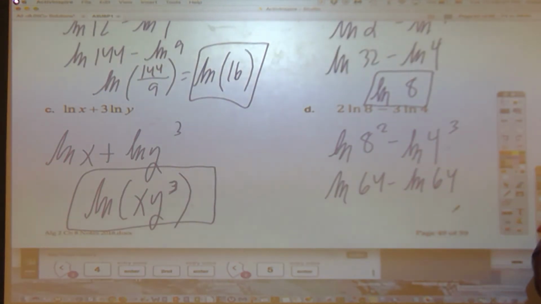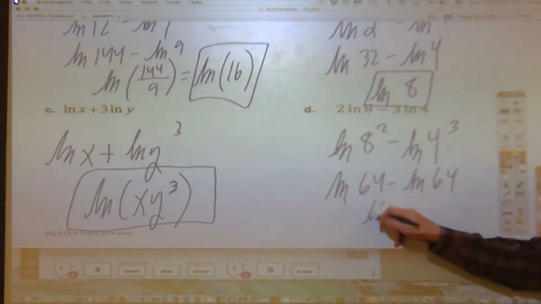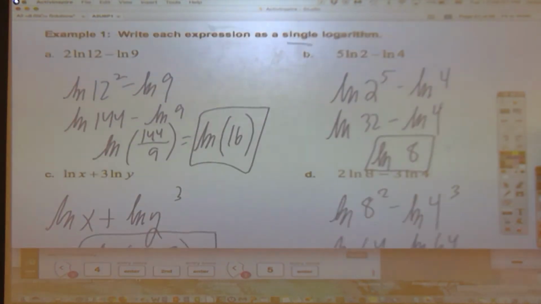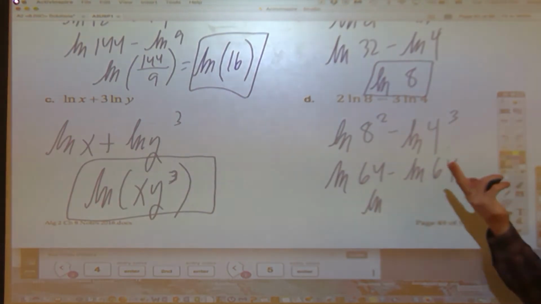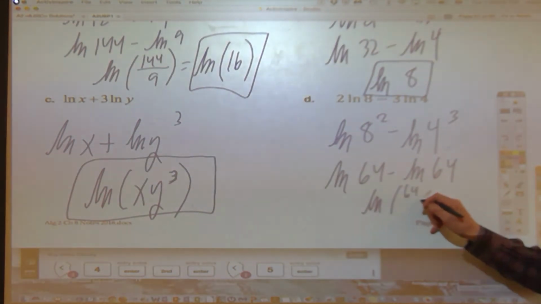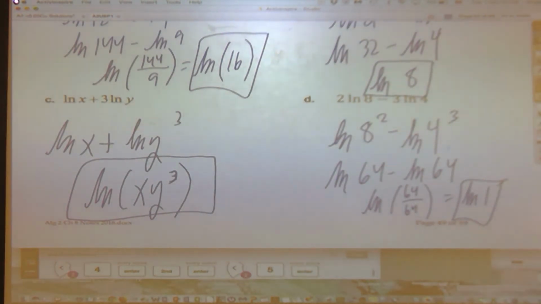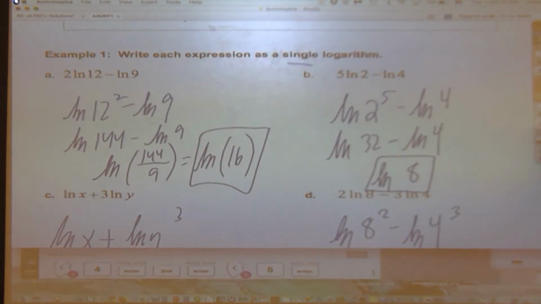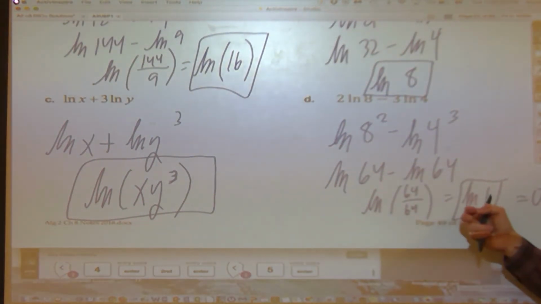So 0 is the answer. But keep in mind that the directions read, write it as a single logarithm. So even though the answer is 0, if you're really going to follow the directions, instead of writing the answer as 0, you're obligated to write natural log of 1. Now, the natural log of 1 is equal to 0, but they didn't ask you to evaluate the expression. They asked you to rewrite this as a single logarithm. So that's why the answer is natural log of 1.